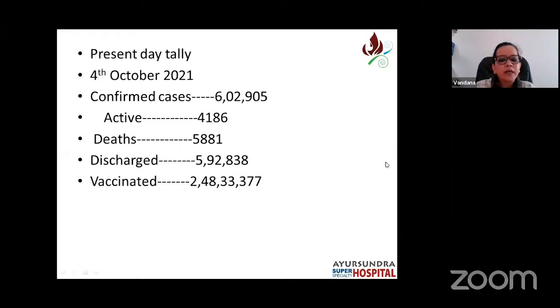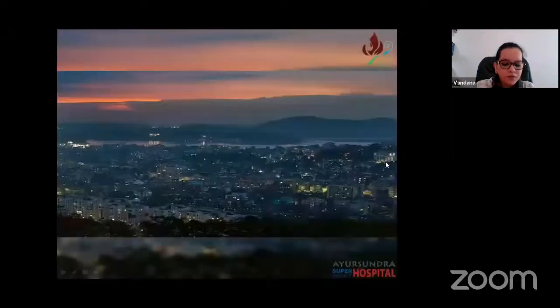As of now, on October the 4th, 2021, the confirmed cases stand at 6,02,905. Active cases are 4,186. We have reported 5,881 deaths, and the vaccination has taken an upsurge, and about 70% have got the first dose and 16% have been covered by the second dose of the vaccine.